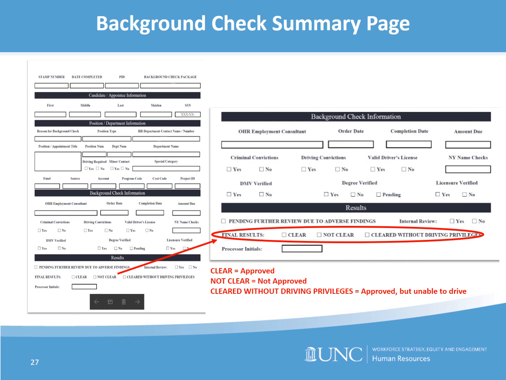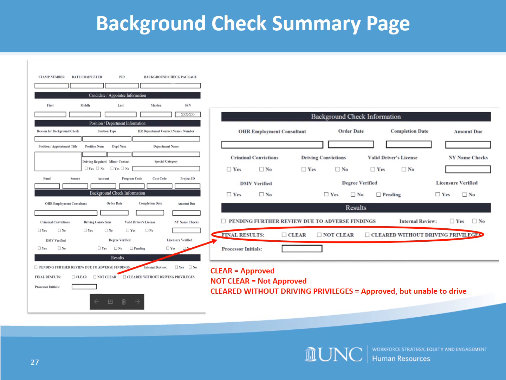The final results at the bottom of the summary page will either be marked clear, not clear, or cleared without driving privileges. If the background check summary page is marked clear on the bottom of the page beside final results, then your request was approved and you're clear to move forward with the hiring process using the previous background check. If the background check summary page is marked not clear, then your request was not approved and a new background check invitation will need to be created and sent to the candidate appointee to begin a new background check.